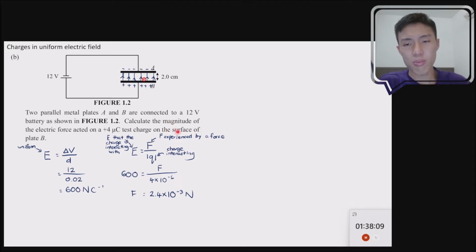So it's not necessarily placed at the surface of plate B. You can place it in the middle, you can place it at plate A, you will still get the same answer as well, because everywhere here the electric field is the same. So use this equation, same electric field, same charge, so it will be the same force as our answer. They are not asking for direction, so I will stop here for this question. Next.